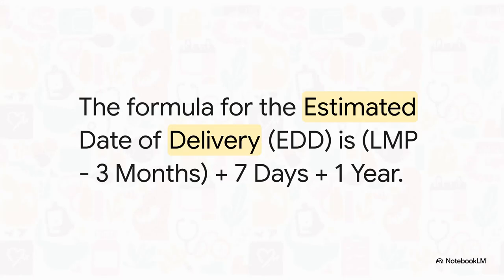And here it is, all wrapped up in a nice, neat formula. Just think, LMP minus 3 months plus 7 days plus 1 year equals that estimated due date. If you can lock this formula in your brain, it's going to make your life so much easier.